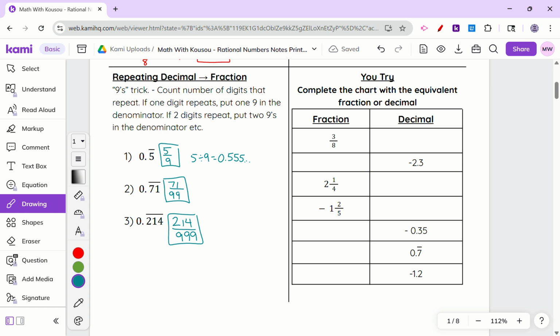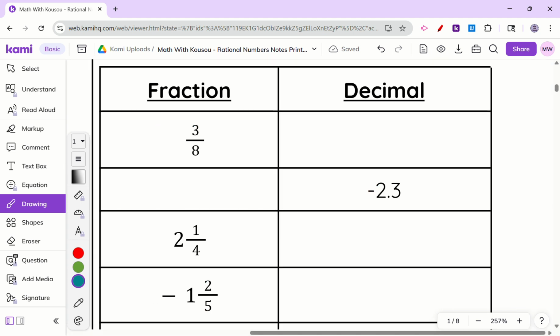For 3/8, you would do 3 divided by 8 in your calculator. So let me just write that down. 3 divided by 8 in your calculator, and you would get 0.375. For negative 2.3, you would just read it and write it using the proper place value. So this is literally read as negative 2 and 3/10. And this is already simplified, so we don't have to worry about simplifying here. So negative 2 and 3/10.